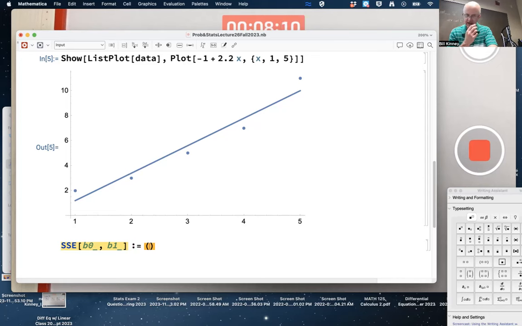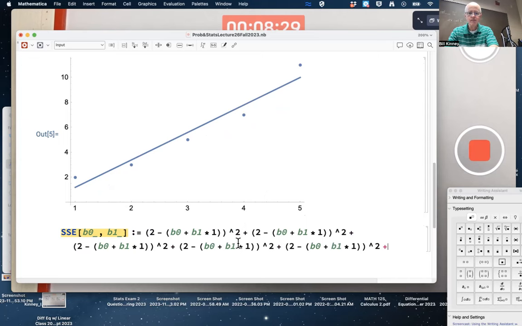Actual value for the first data point, the first prime number, is 2. What's the approximate value? It would be b0 + b1 times 1, because that's the first prime number. That's why I have a 1 there. That's got to be squared. Then add similar kinds of terms. I'll copy and paste to save some time. Make appropriate changes. The next prime number is 3. The next one's 5. The next one's 7. The next one's 11. x increases from 1 to 2 to 3 to 4 to 5. Get rid of that last plus sign.